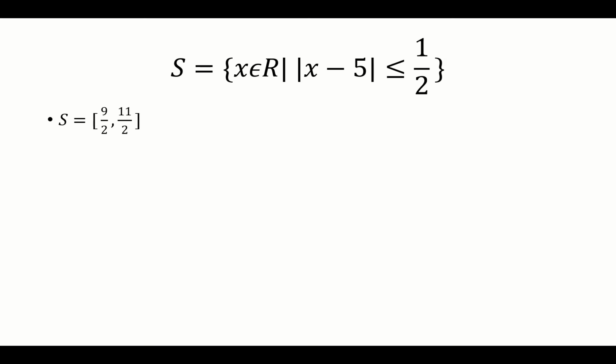First we want to solve for the supremum, which is our least upper bound. Clearly the largest value in the set is 11/2, and that's just going to be the supremum. The infimum is the greatest lower bound. Here the smallest element in the set is clearly 9/2, so that's going to be our infimum.